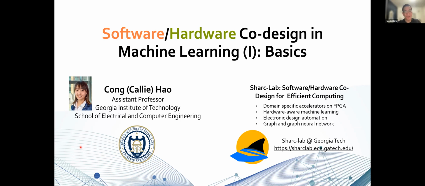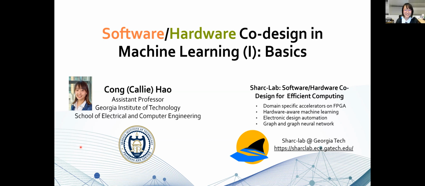Welcome to the embedded machine learning session. We have three speakers: Professor Callie Hao from Georgia Tech, Professor Peipei Zhou from University of Pittsburgh, and myself, also from University of Pittsburgh. The three of us will talk about some of the recent work we have been doing on embedded systems. First, let's welcome Professor Hao.